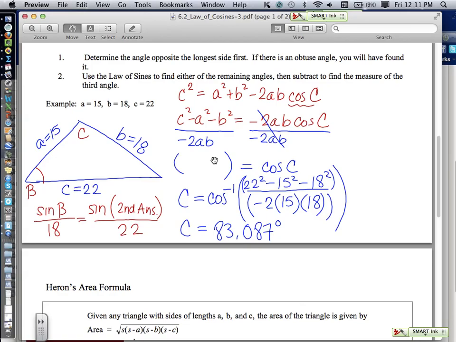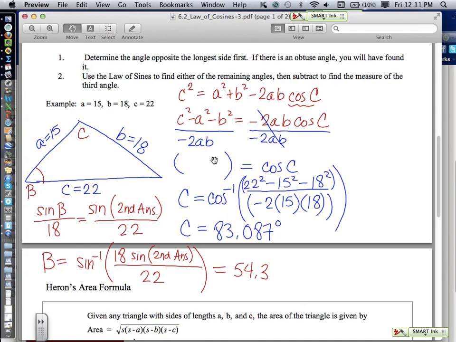Okay, so now solving for this, we have B equals the arc sine of, when I multiply both sides by 18, I have 18 sine of the second answer, whatever that was, divided by 22. Okay, does anyone have an angle B? And definitely degree mode. Alex? 54.315. I concur. Great. All right, 54.315.